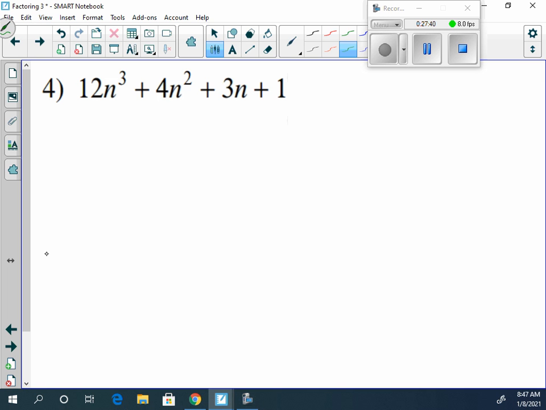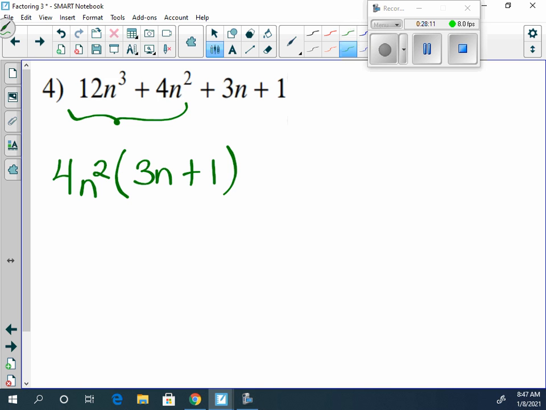Yes? So let's look at the first two. What's the greatest common factor between 12n cubed and 4n squared? 4n squared, yes? So if I factor 4n squared out of 12n cubed, well, 12 divided by 4 will give me 3n plus. Since we factor out 4n squared, it factors out completely. We just have plus 1, yes?